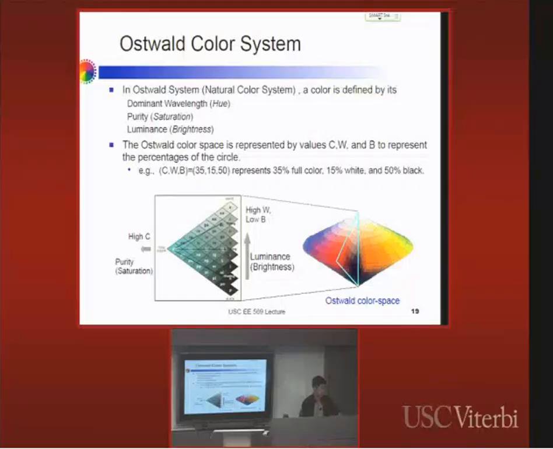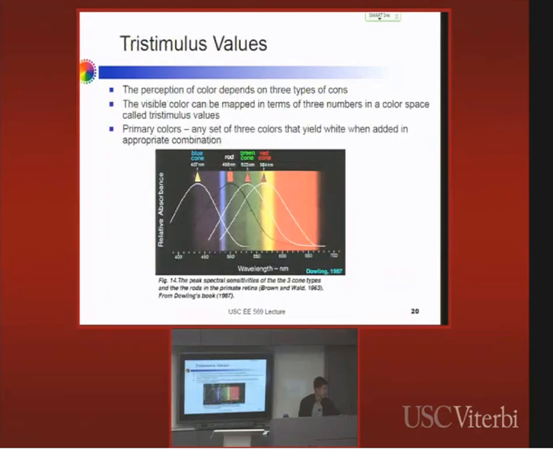The Ostwald color space is modeled as a different structure. Also, in the Ostwald system, it doesn't directly say hue, saturation, brightness. They use the term dominant wavelengths, purity, and luminance, which is actually similar to hue, saturation, brightness.